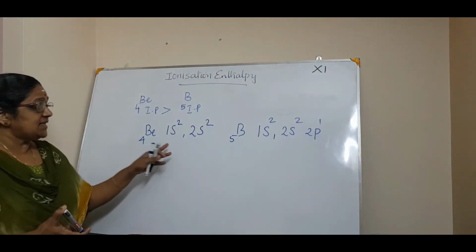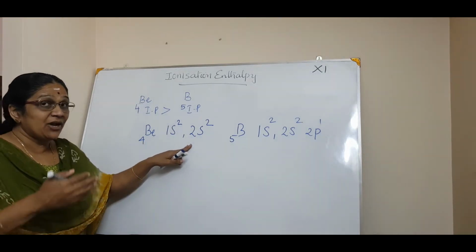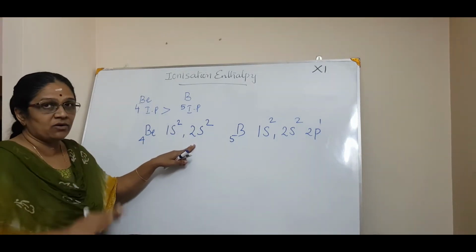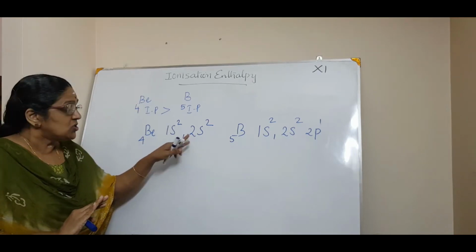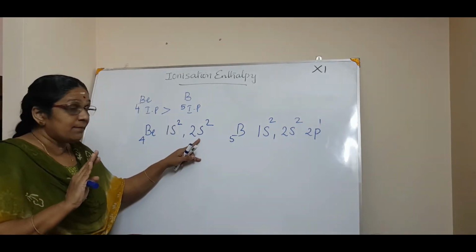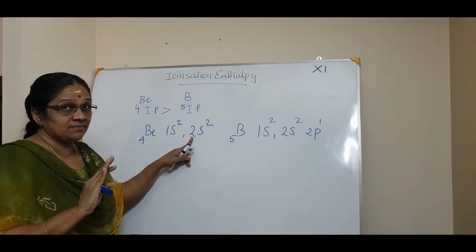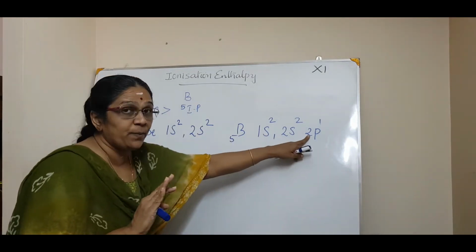Now, in this case, what is ionization potential? Ionization means leaving an electron, or getting out an electron and forming an ion. That is ionization potential. And see the quantum number, this is 2s. Here it is 2s and 2p.